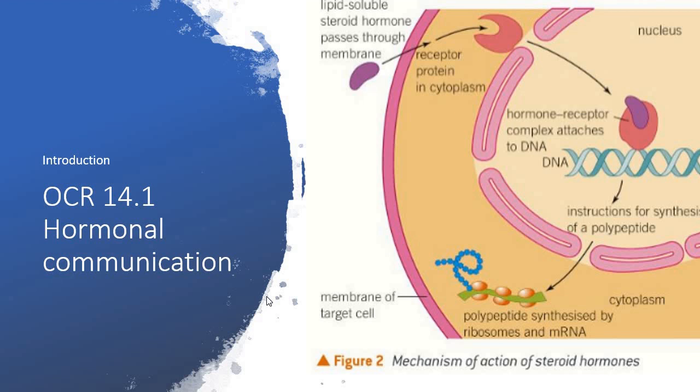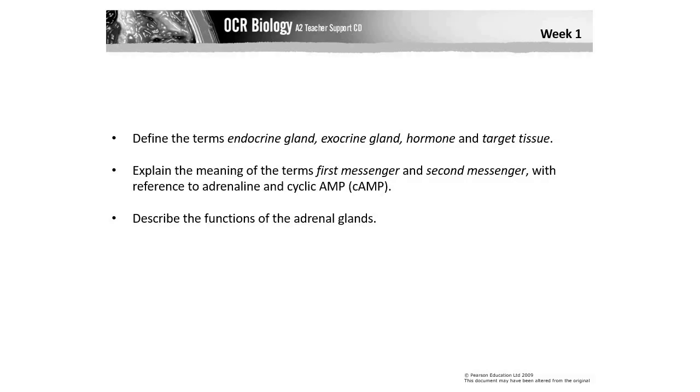Okay, so this lesson, we've looked at nervous communication in a bit of detail. We're now going to do the same idea of hormonal and then a little bit of comparison between the two. In this particular lesson, we'll be looking at endocrine glands. We'll also define what an exocrine gland is and target tissue. We're going to look at cyclic AMP a little bit, and a variety of different glands. In this lesson, we'll introduce most of them, but we'll go into a bit more detail about adrenal glands.